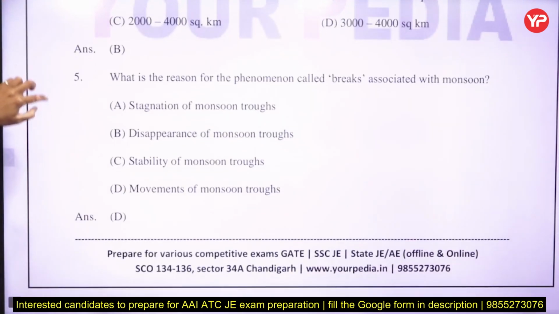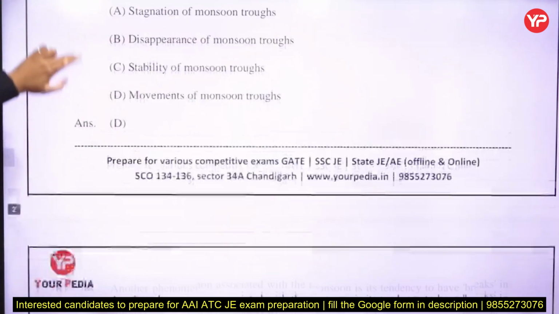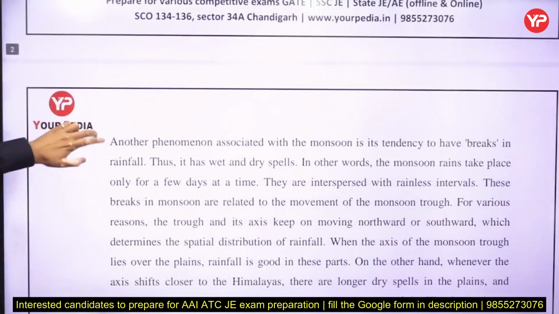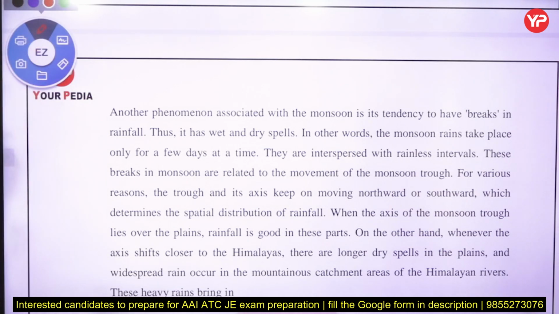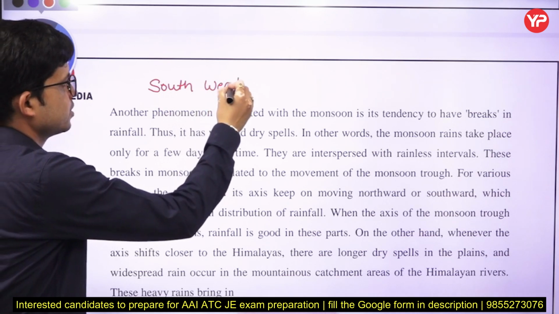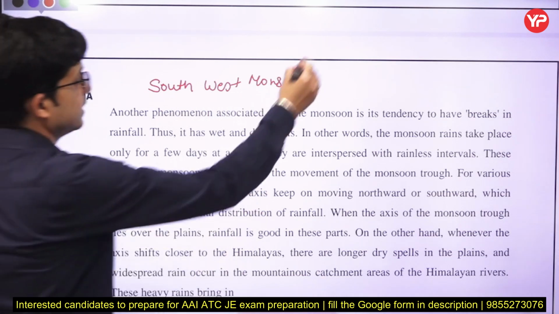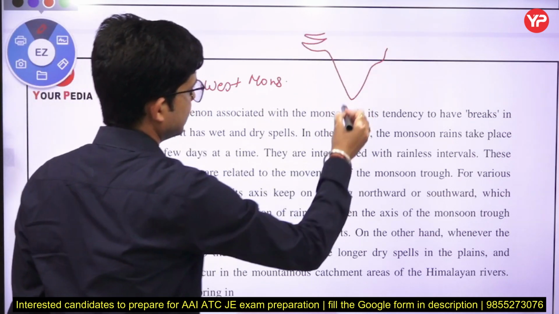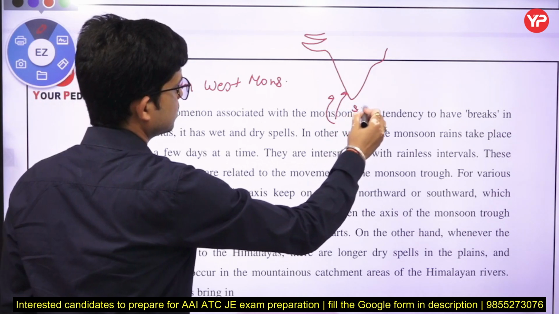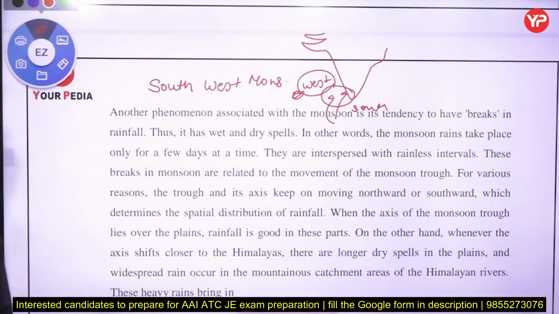What is the reason for the phenomenon called breaks associated with monsoon? First of all, we read the explanation of this particular question. So monsoon, basically, what is the other name of monsoon? Always remember, the other name of monsoon is southwest monsoon. Why is its name southwest monsoon? If you see the diagram, it enters India from here, that is from the south, and from which side? From the western side. That is why it is known as the southwestern monsoon. This type of question may come in the exam.